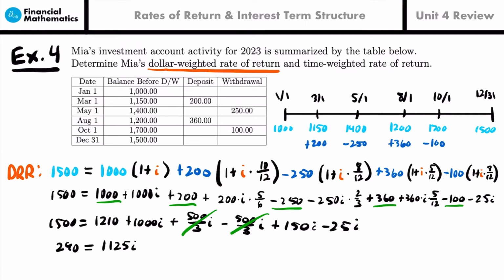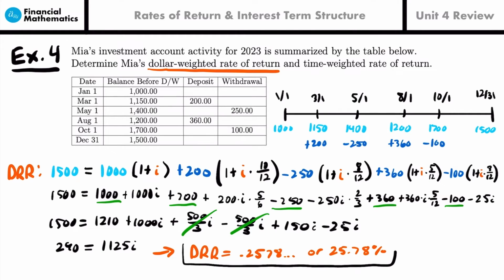All right, and now solving for the dollar-weighted rate of return, which is this right here, is as simple as dividing both sides by 1,125. And if you do that, you will find that the dollar-weighted rate of return is equal to 0.2578 and some more decimals. In fact, I think it's 0.257 repeating, but I'm just going to round it off there, which would be 25.78%. That is the dollar-weighted rate of return for this investment account.